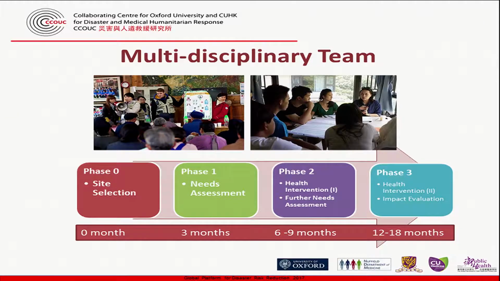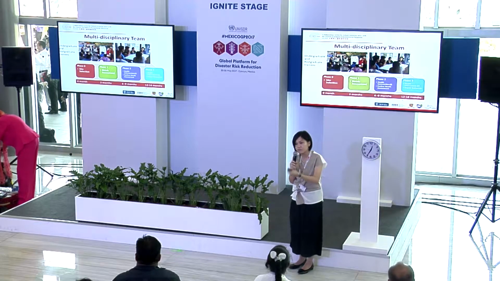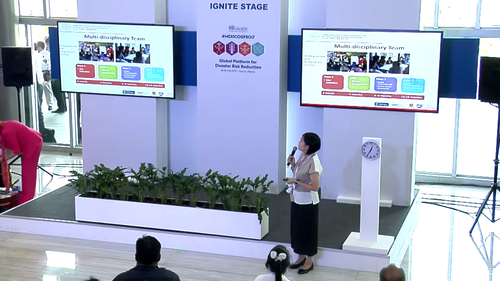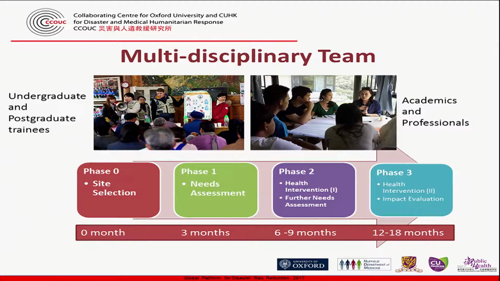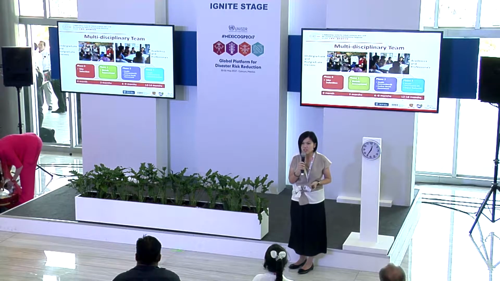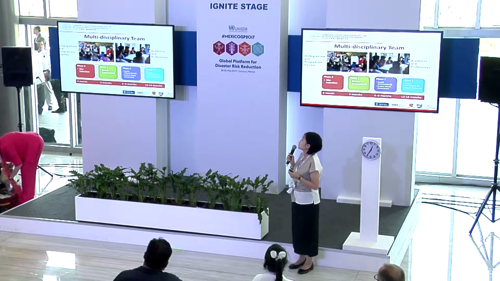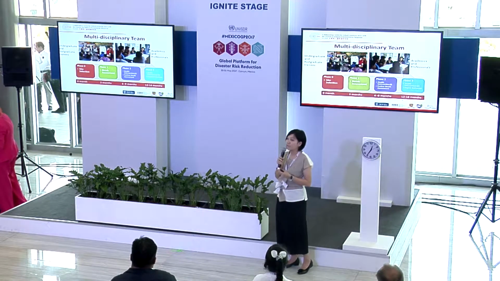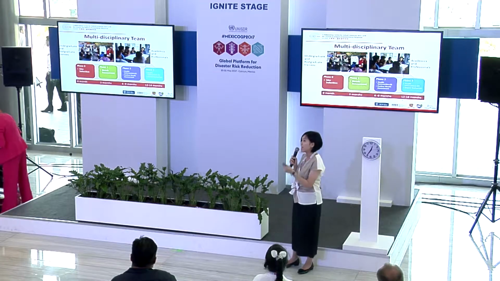So we also, as an academia, need a multidisciplinary team. On one hand, we have undergraduate and postgraduate trainees from all across the region, like from different universities in Hong Kong, Asia, as well as global. And we have a group of academics and professionals from different disciplines, like public health, emergency medicine, epidemiology, even social science and arts. So together, we form a multidisciplinary team to go through the whole cycle of 18 months at maximum in China of the ethnic minority health program.